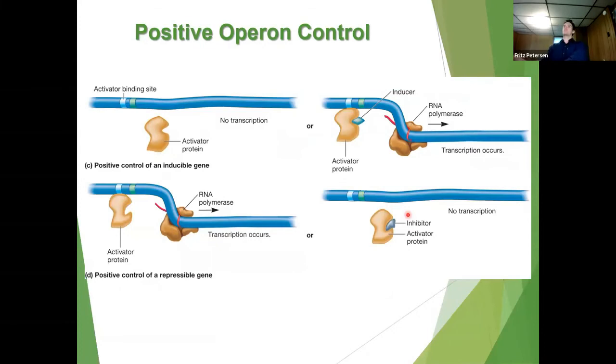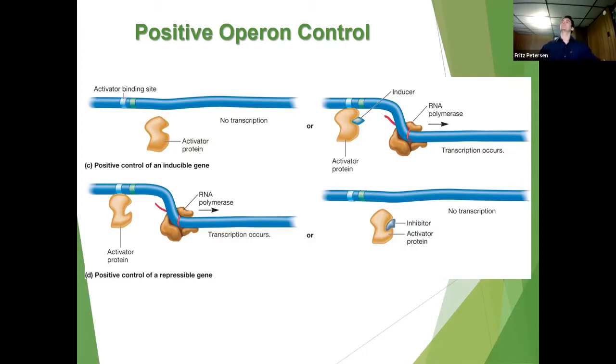Moving on to positive operon control. Operons can also be positively controlled. With positive control, an activator protein stimulates transcription by binding to DNA, usually at a site other than the operator. Here you can see there's a different site, like that definition just said. There's an activator binding site. So this binding doesn't occur at the same place as the previous example.